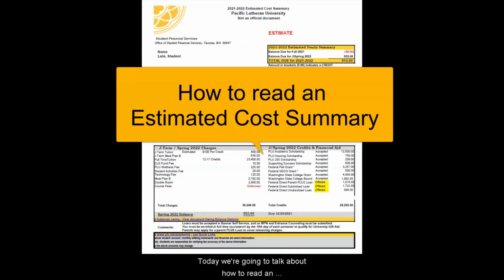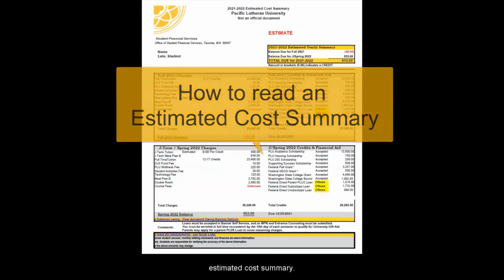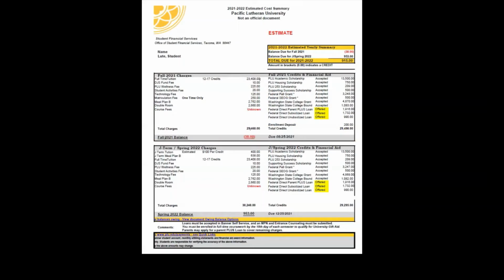Hi, today we're going to talk about how to read an estimated cost summary. When you receive your estimated cost summary, this is what it's going to look like. Keep in mind that this is not an official bill. The estimated cost summary is really useful for looking at your charges and your credits in financial aid on a semester by semester basis. So let's take a closer look.